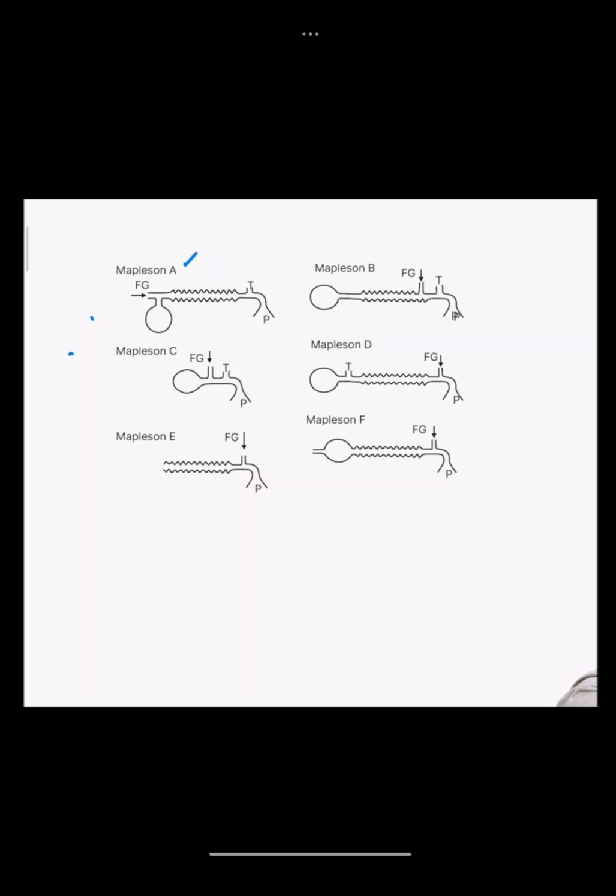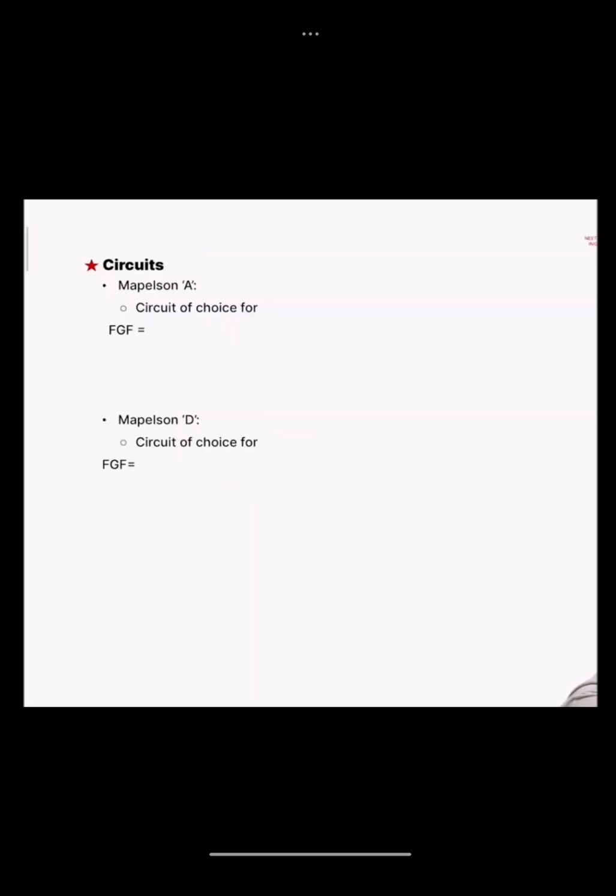Starting with the first circuit, Mapleson A circuit. Remember, guys, in Mapleson A circuit, the fresh gases will flow from this part and then go to the patient. Mapleson A circuit was introduced long back. At that time, there was no controlled ventilation and ventilator available. At that time, you were ventilating the patient spontaneously. Hence, Mapleson A is the circuit of choice for what ventilation, guys? Circuit of choice for spontaneous ventilation, Mapleson A circuit.